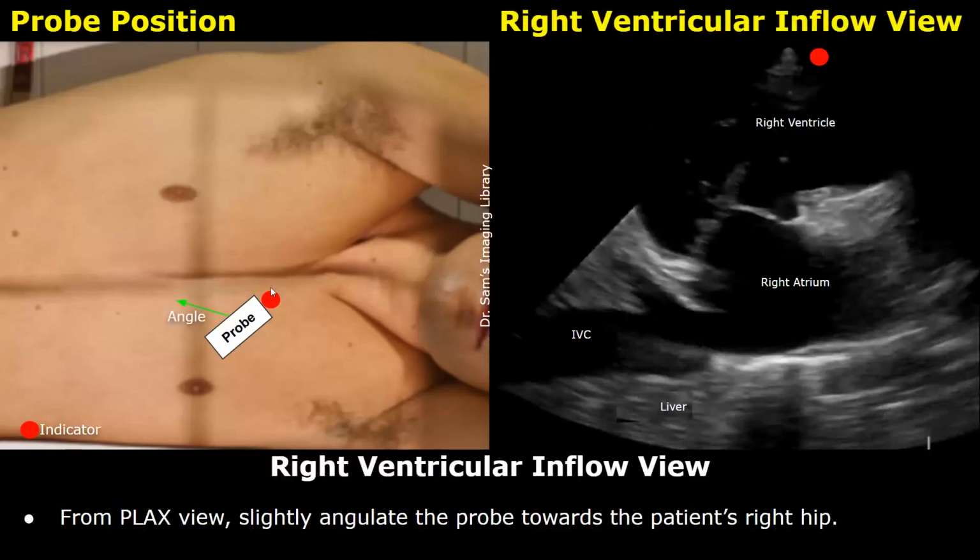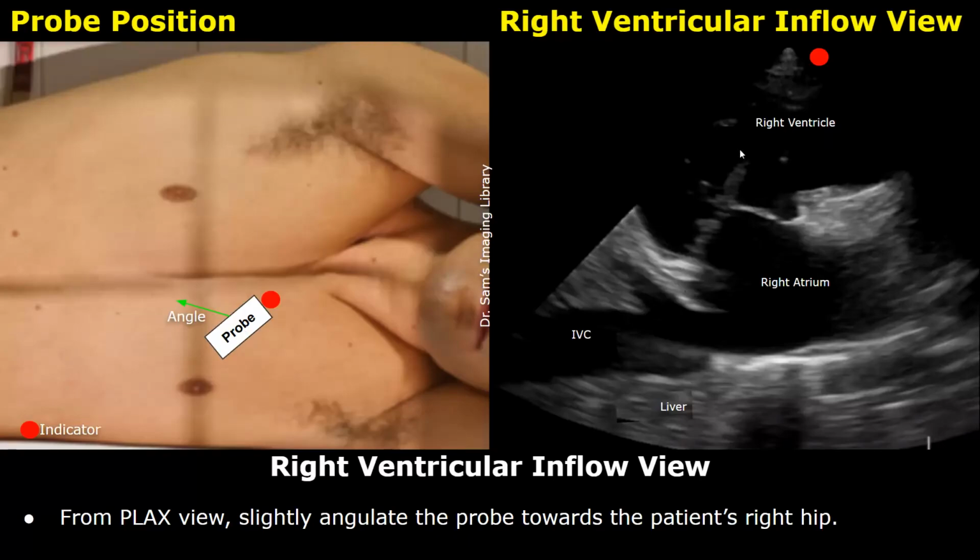Now we will look at how to get the right ventricle inflow view. This view is also a part of the left parasternal long axis view. The left lateral decubitus position is preferred. From the parasternal long axis view position, which we saw earlier, angulate the probe towards the patient's right hip. Tilt the probe in a manner that the probe head faces the patient's right hip and the probe tail is slightly facing the patient's left shoulder. This will be a slight angulation, which will give you the right ventricular inflow view.